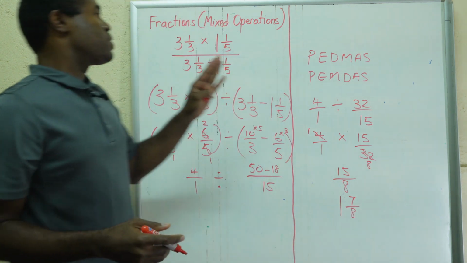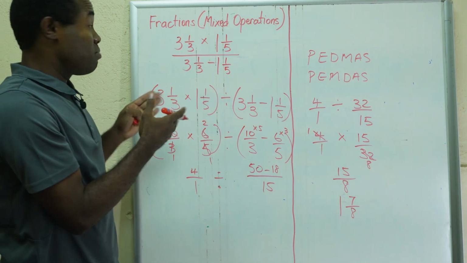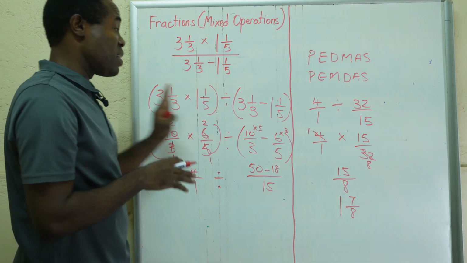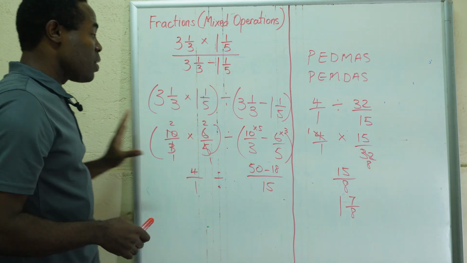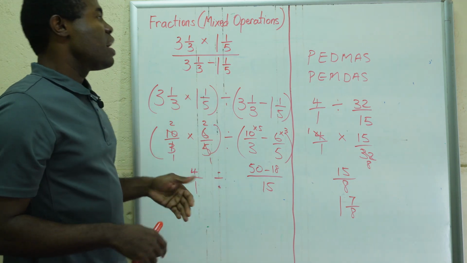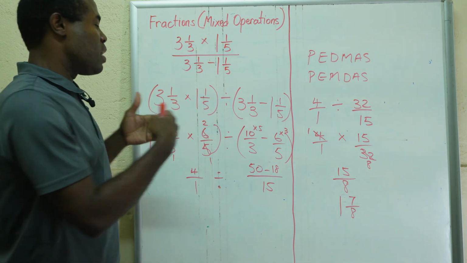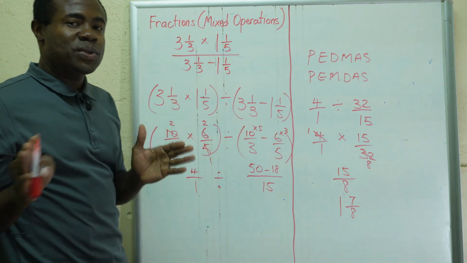Alright, so that sums up this question. Initially, it might look difficult, but if you rewrite it as a horizontal problem, then you convert all the mixed numbers to improper fractions, and then you take your time to evaluate each bracket, you will surely get it.